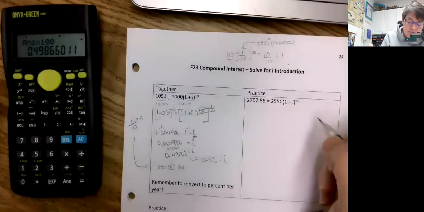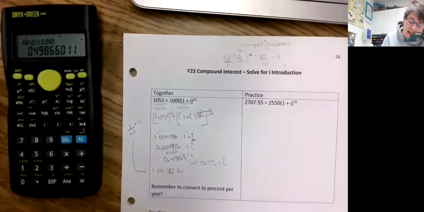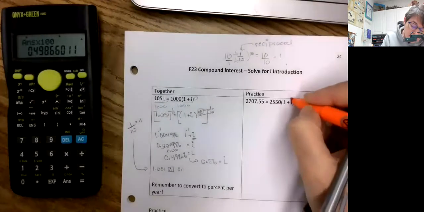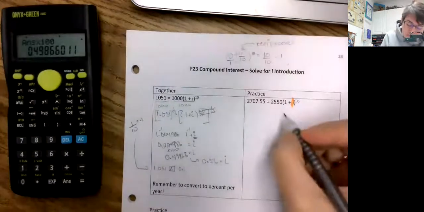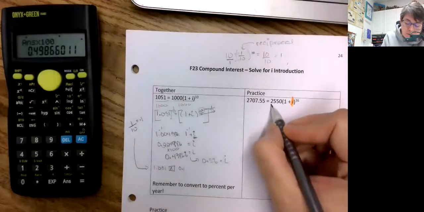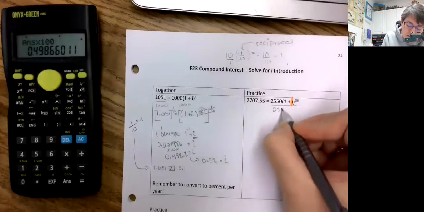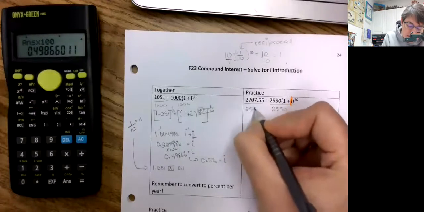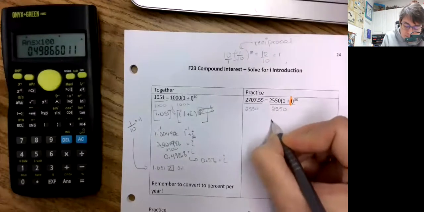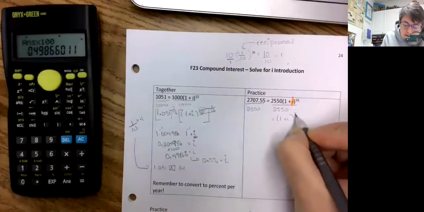Let's do it again. Okay, so we are trying to isolate the I, and it's just a few different steps here. So first thing we're going to do, we can divide to get rid of that. 2550. And same thing on this side. 2550. So you get 1 plus I to the 36.